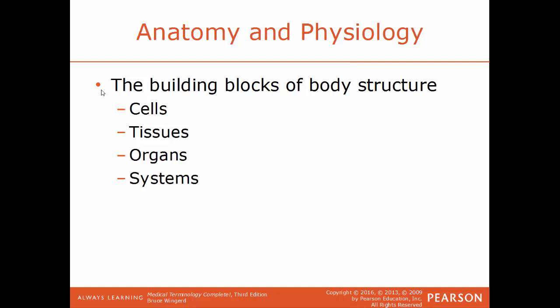Those are organs. You get several organs working together with a common function, then you have a body system: cardiovascular system, respiratory system, nervous system. They're made up of multiple organs, but with a common goal, a common function.